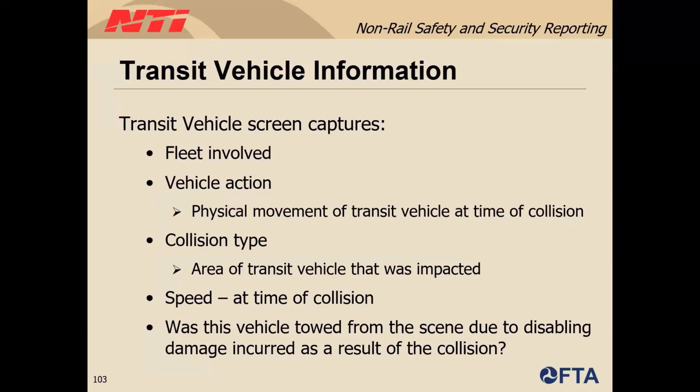The form captures the vehicle type, information about the type and manufacturer of the revenue vehicle involved. The vehicle action at the time of the collision type is captured for all modes. This is the part of the transit vehicle that was impacted. The speed at the time of the collision and a question asking if the vehicle was towed due to disabling damage.